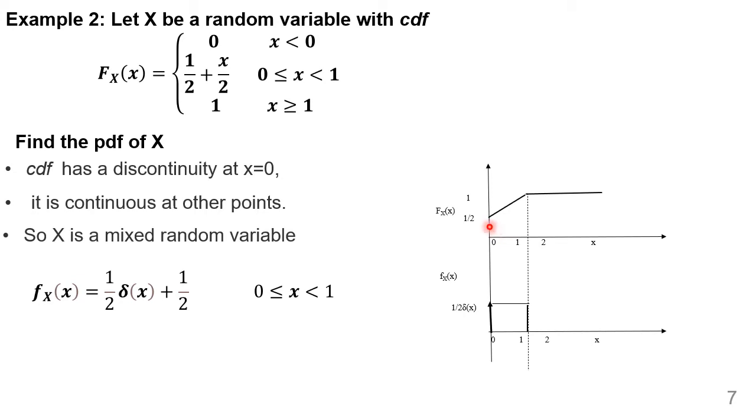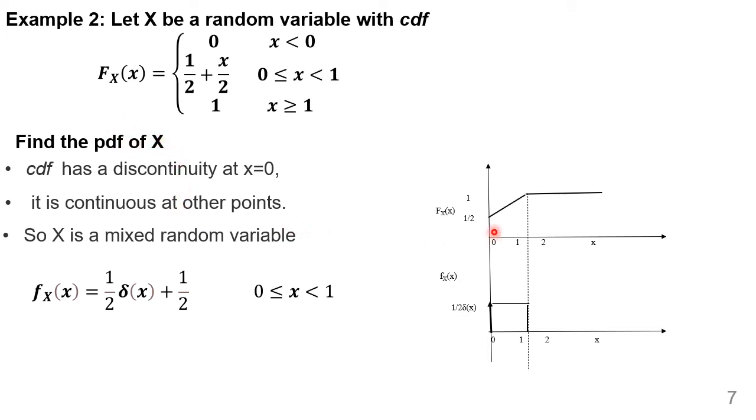And if you look at here, when we plot the CDF, it is 0 for all values less than 0. Between 0 to 1, it is a straight line equation having an intercept of half and slope of half. So at x equal to 1, it is going to be half plus half. It is going to have value 1. Now for all values of x greater than or equal to 1, it is 1. We need to find the PDF of x.